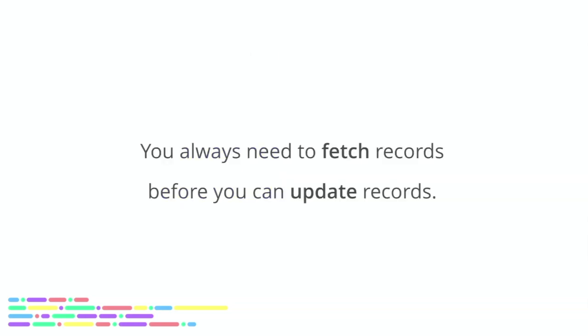It's pretty straightforward, but the part that you have to remember is if you want to update records with script, you always start by fetching records. You have to get that collection variable before you can update it. That's just how updating records works in Deluge.